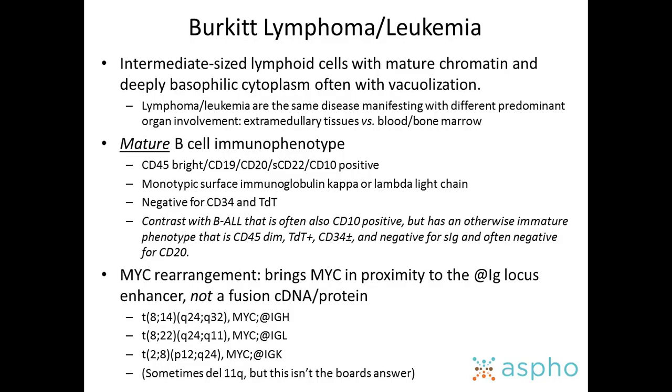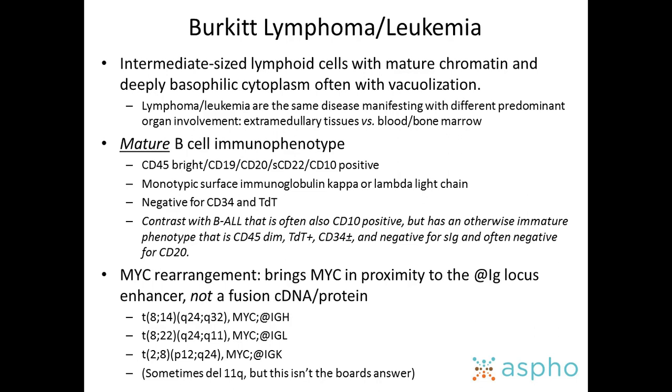So again, these are intermediate-sized lymphoid cells with mature chromatin and deeply basophilic cytoplasm that's often vacuolated. The distinction between leukemia and lymphoma is actually semantic. It really is for protocol purposes. I'll remind you once again that this is a mature B-cell tumor with a phenotype very similar to ALL, but that it's typically negative for the immaturity markers CD34 and TdT and expresses surface light chain.